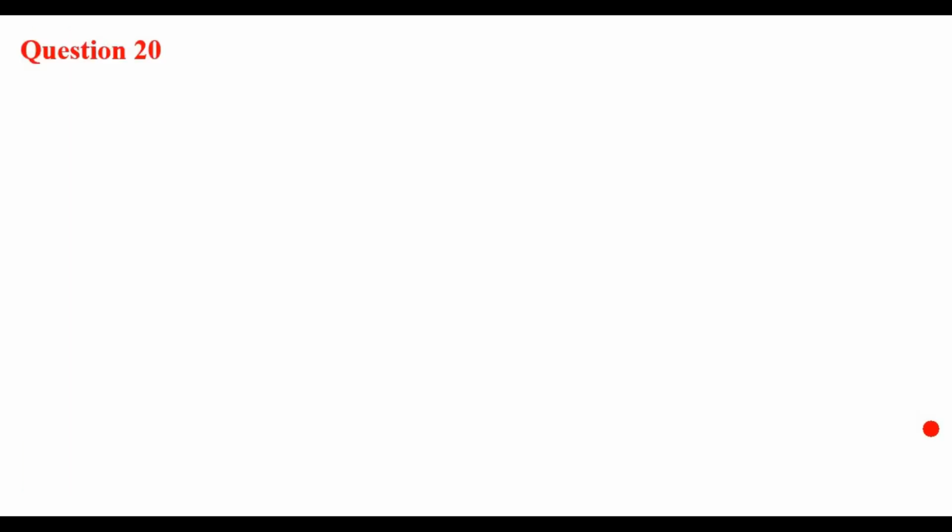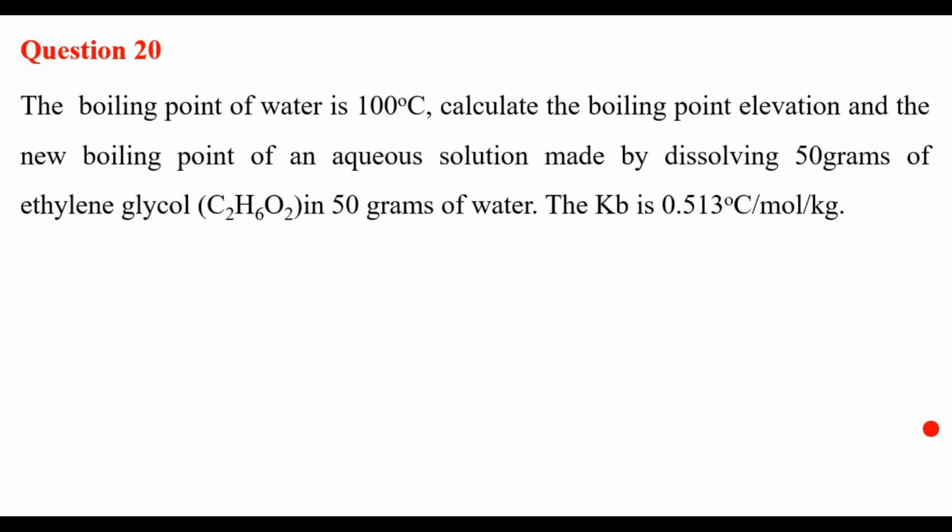Let's move to question 20, which is also the last question for us. Question 20 is saying the boiling point of water is 100 degrees Celsius. Calculate the boiling point elevation and the new boiling point of an aqueous solution made by dissolving 50 grams of ethylene glycol in 50 grams of water. The Kb is 0.513 degrees Celsius per mole Kelvin.